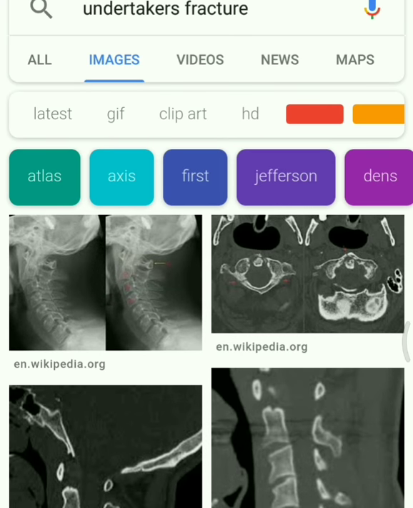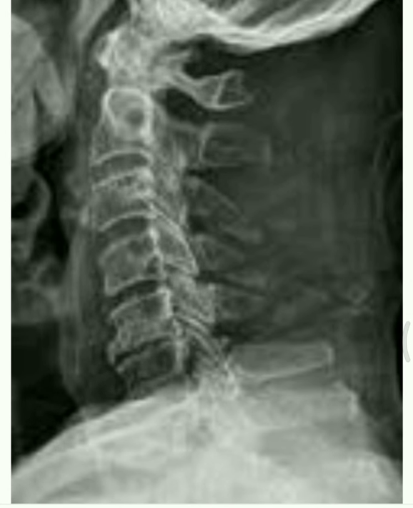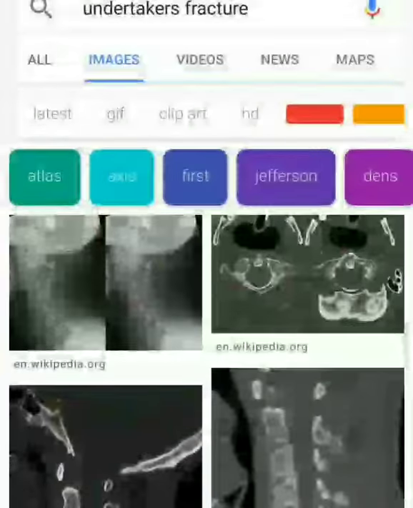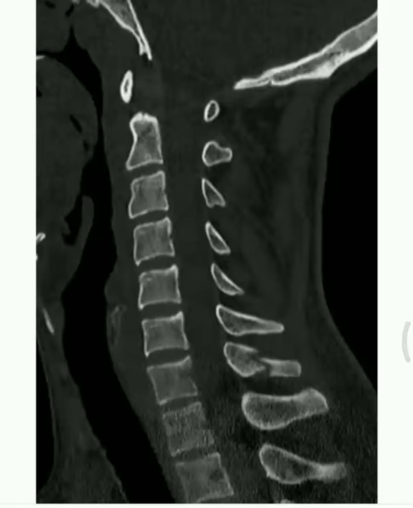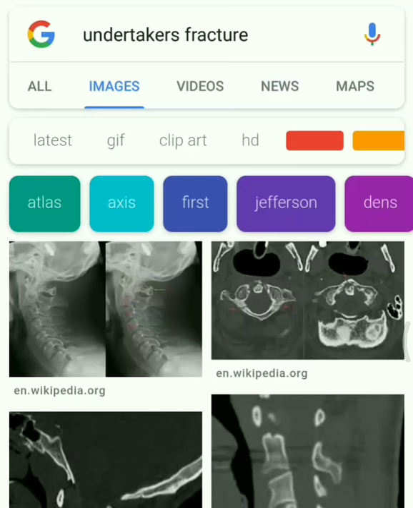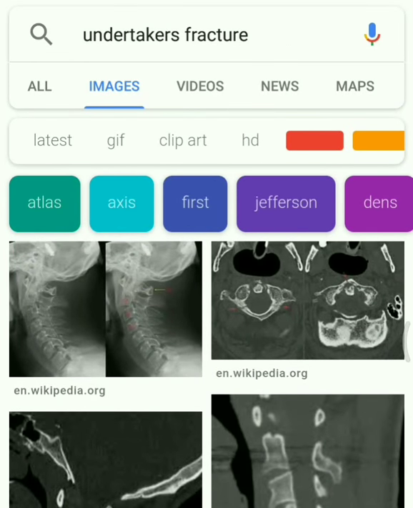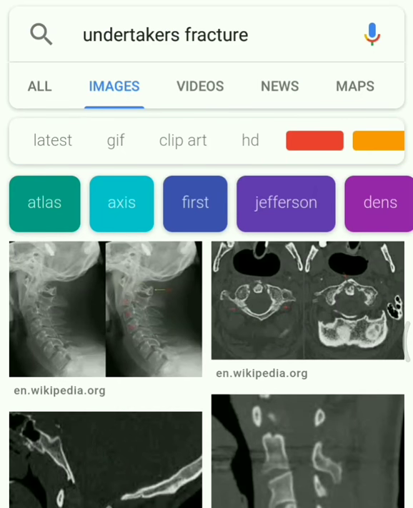Now I will discuss undertaker's fracture. That is fracture subluxation of the lower cervical spine, with subluxation and C6, C7 intervertebral disc disruption. And this is a post-mortem finding.